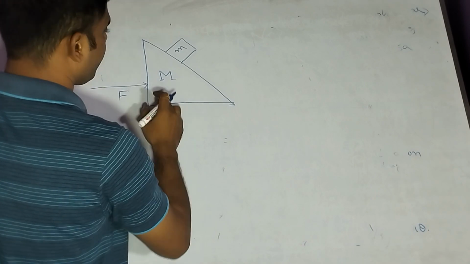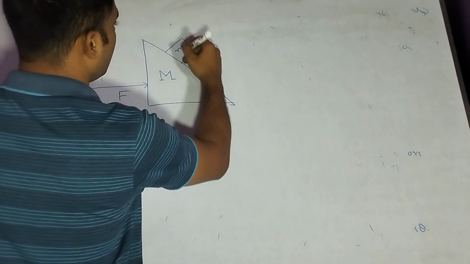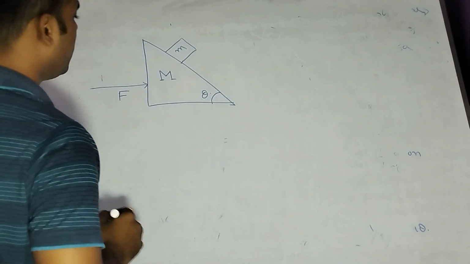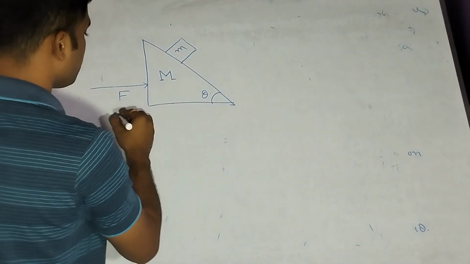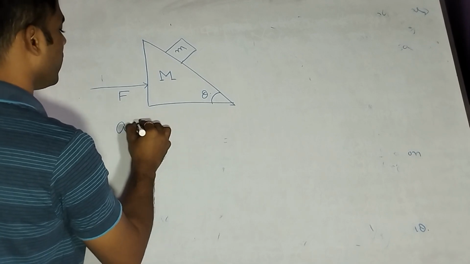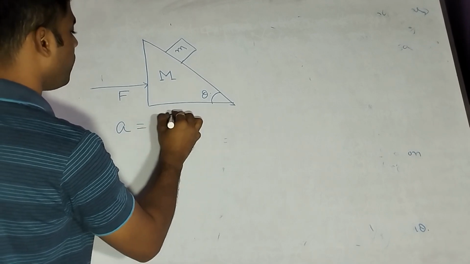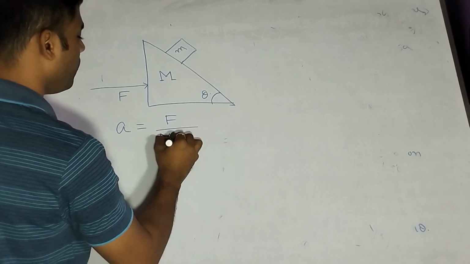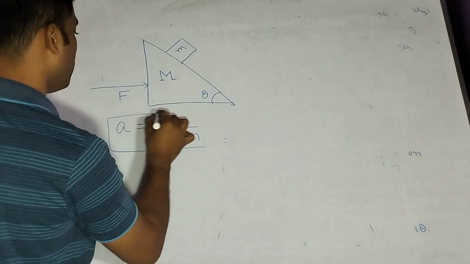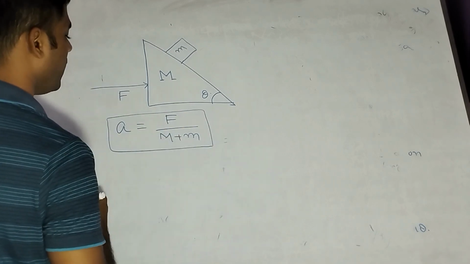Then this is the angle. This is the angle. Then you calculate. First, calculate the first equation, the acceleration of the body. Acceleration is equal to F divided by capital M plus small m. In this case diagram, acceleration of the body is F divided by M plus m.